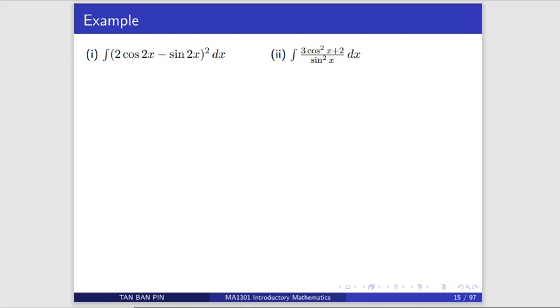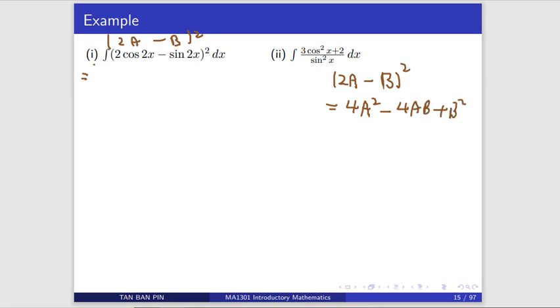In part 1, you are asked to integrate (2 cosine 2x minus sine 2x) whole thing squared dx. To do this type of question, the first thing is to do expansion. So you expand it out, and it's like expanding (2a minus b) squared. You can say this as 2a minus b and whole thing squared. So it should give you 4a squared minus 4ab plus b squared.